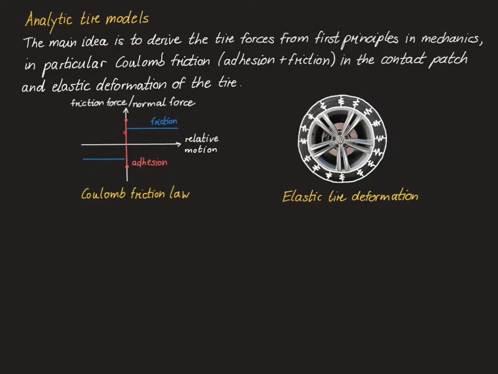What this red line indicates is that in the static situation, the friction force can assume any value between a minimum value and a maximum value, which keeps the body in the static position. And only if this minimum or maximum static friction force is exceeded will we move into the dynamic range of the Coulomb friction law.